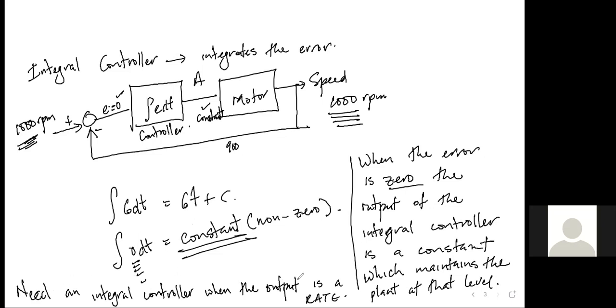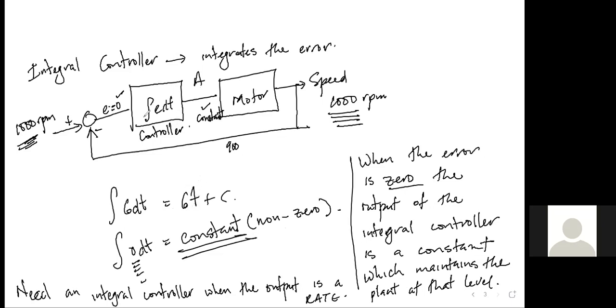You need an integral controller when the output is a rate, whether it is speed, or you need a constant rise in temperature, or constant, whatever it is. When the output is a rate, or rate is something divided by time, then you need an integral controller.